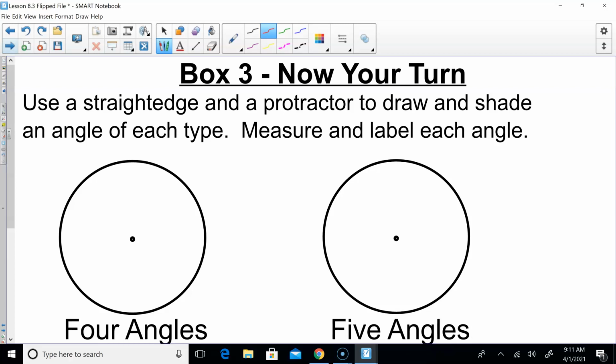And now use a straight edge and protractor to draw and shade in an angle of each type. Measure and label each angle. One of them you need to create 4 angles inside the circle. And the other one you need to create 5 angles inside the circle. I'm really excited to see how you guys shape these and see what you can come up with. So you can pause the video right now and good luck.